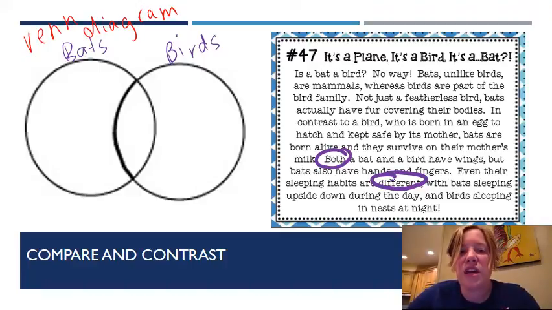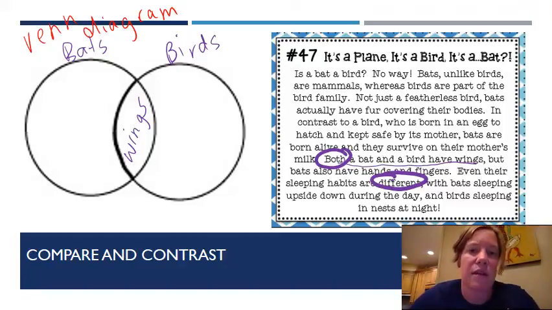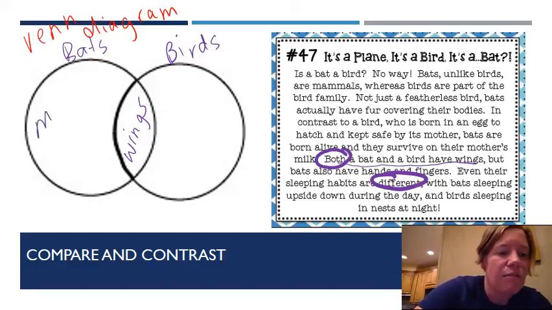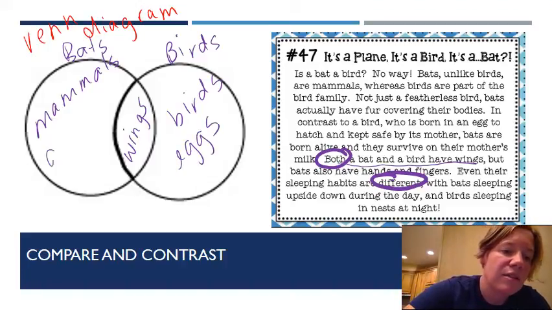Now, this passage tells me things that are the same and different. It says that both a bat and a bird have wings, so I could put wings right here in the middle of my Venn diagram because that's something that they both have. Bats and birds both have wings. But it tells me over here that bats are mammals. They survive on their mother's milk, and birds are birds. Remember your animal classifications from 4th grade. They're born in eggs, while bats drink mother's milk.